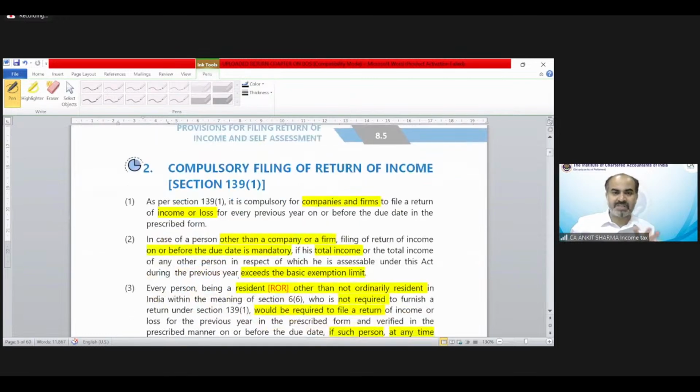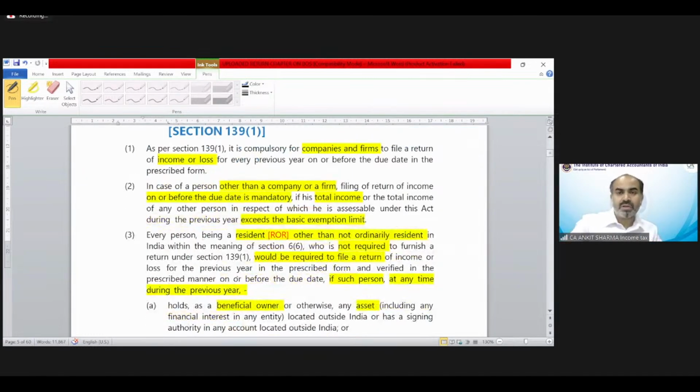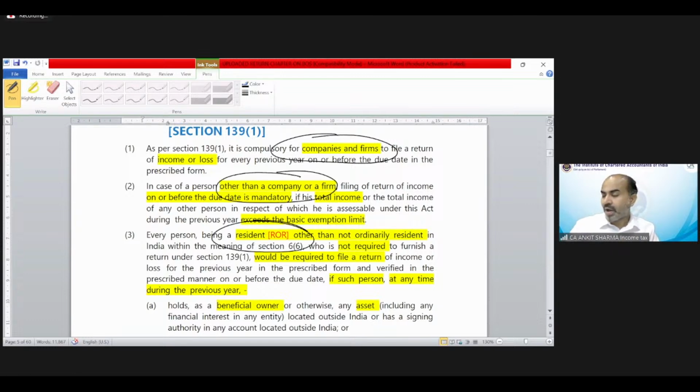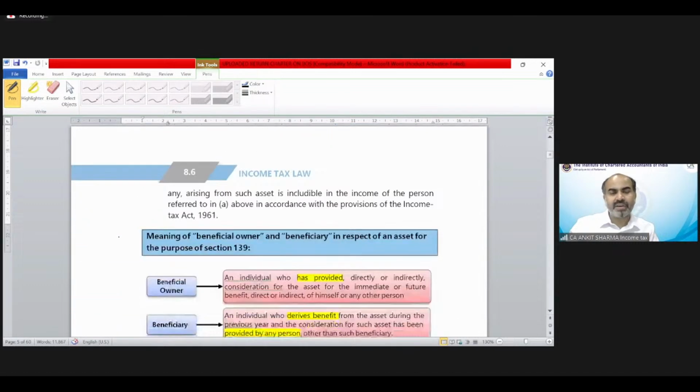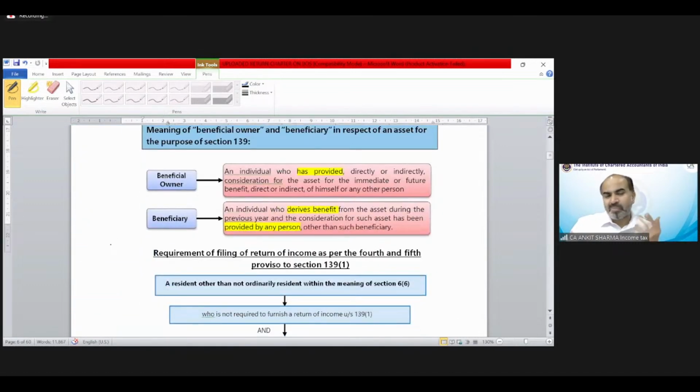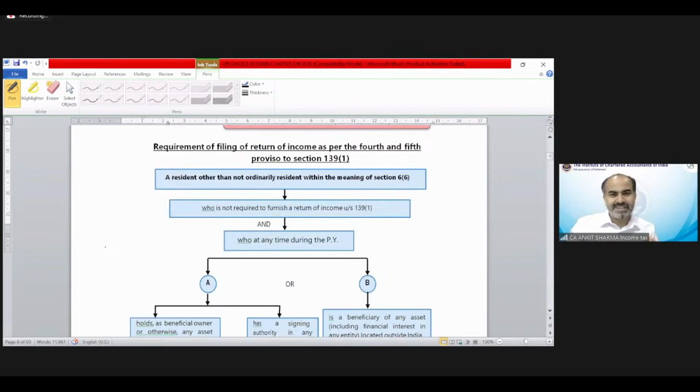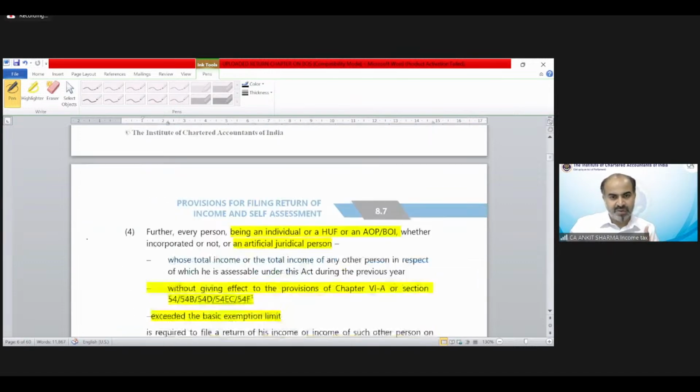So we have the specific provision regarding all these topics, like company and firm, other than a company and firm, the ROR, if he's a beneficiary of any asset or a signing authority in any account or a beneficiary in any asset, then he has to file return of income. What is the meaning of beneficial owner, beneficiary, etc. has been given over here.